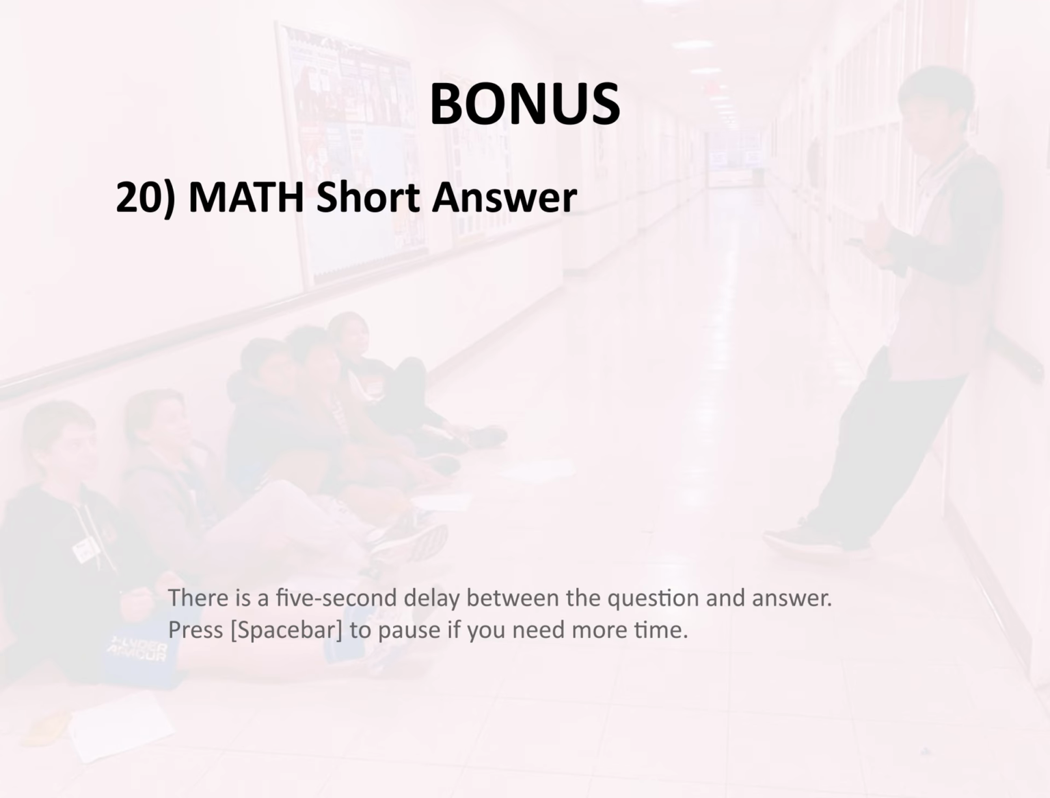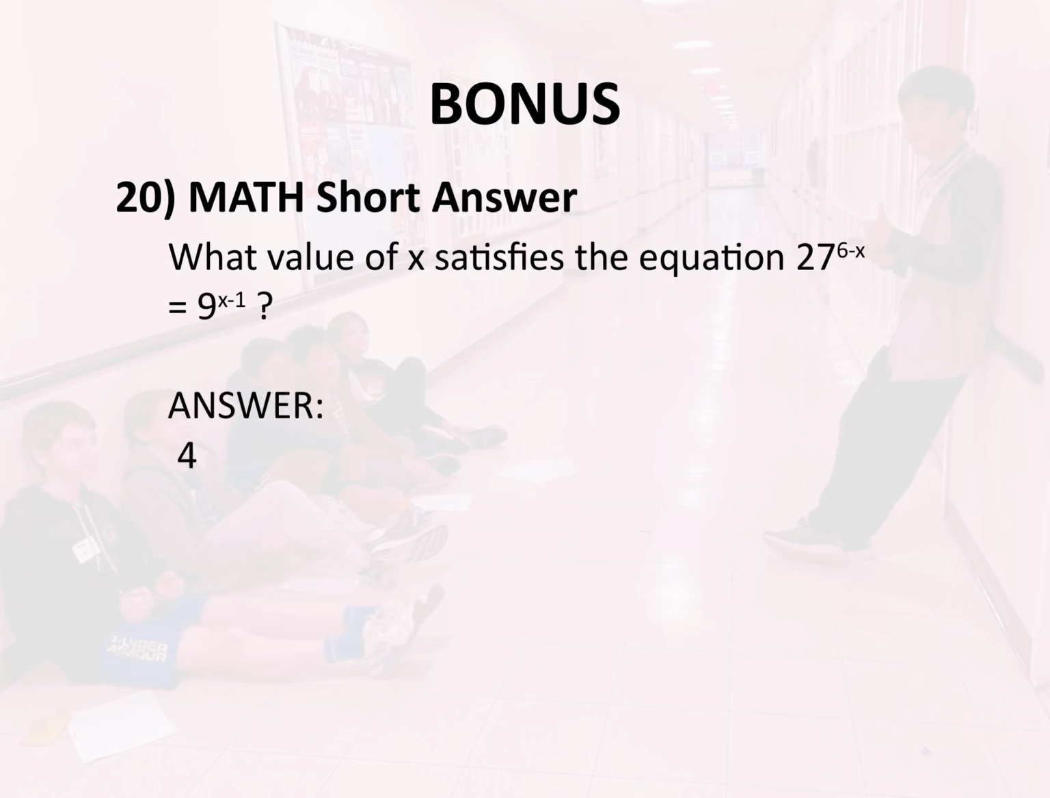Bonus 20. Math. Short answer. What value of x satisfies the equation 27 to the power of quantity 6 minus x equals 9 to the power of quantity x minus 1? Answer, 4.